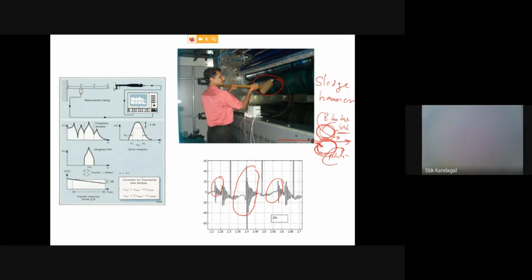So what is the application of the impulse hammer? As I told you, the impulse hammer can be used to find out the natural frequency, mode shapes, and damping by using the transfer function, FRF. Okay, so from these FRFs, first mode, second mode, third mode, fourth mode, one can find out the natural frequencies of the system.